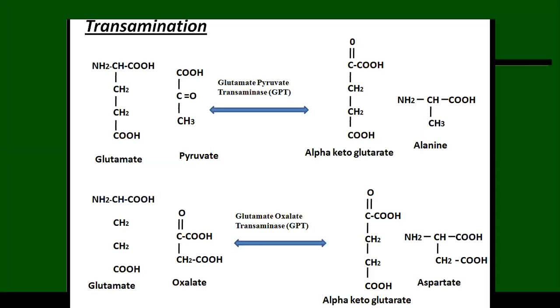Other amino acids, though they can deaminate directly, normally don't, because by that way they produce hydrogen peroxide. So by transamination, they actually go for this. They give their ammonia to alpha-ketoglutaric acid and then produce glutamic acid. And then glutamic acid they deaminate by glutamate dehydrogenase.